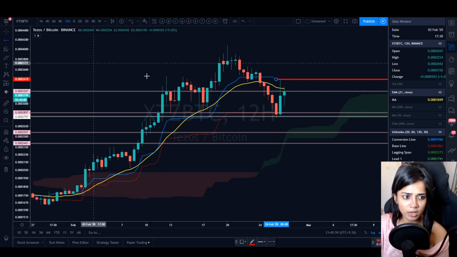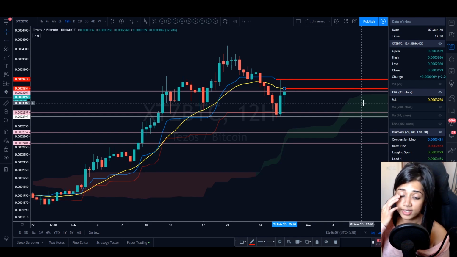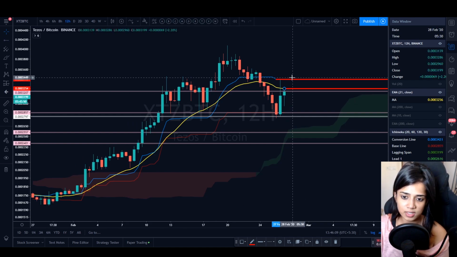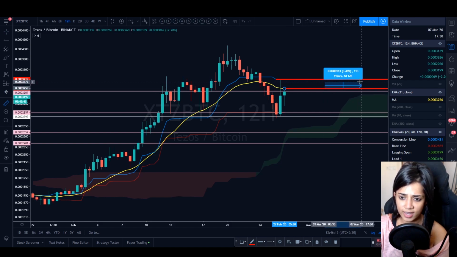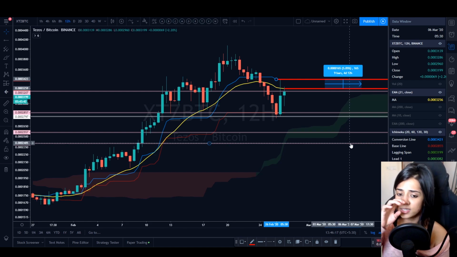So we have the 12-hour Tenkan right here, and we have that 12-hour 21 EMA sitting at around 3254 sats. Okay, so that's an entire range. It's nothing to be scoffed at. That's quite a heavy range right there that we're asking Tezos to take out. That's about 5%, give or take, 5 to 6%. So we're looking for price to get up to that Tenkan and possibly even close over that Tenkan.